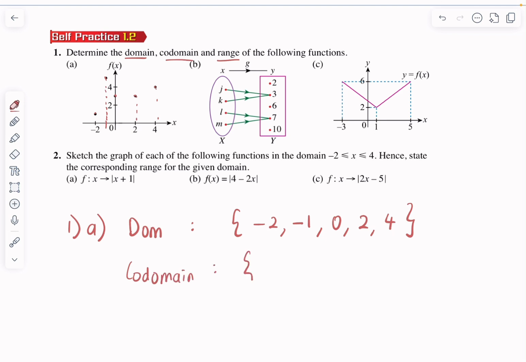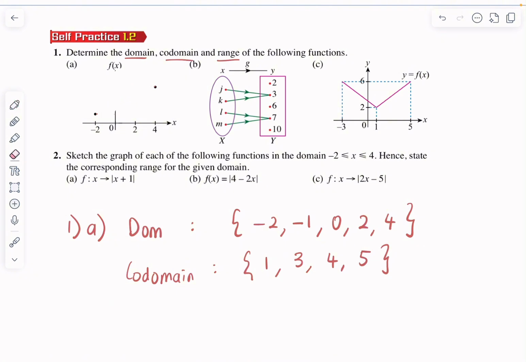For codomain, we have to look at the y coordinates of these points. So the y values are all here. The first one, the y value is 1. The second one is 3. The third one is also the same. The fourth one is 4. Fifth one is 5. If they have the same value, no need to write again. You just write once only.